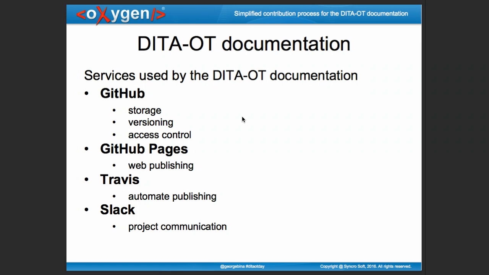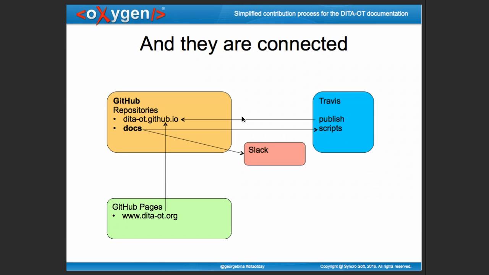GitHub Pages is used as a web publishing service. I hope, Roger, that I got this all correct. Feel free to stop me or correct me if I'm wrong. Travis is used to automate the build of the documentation, so the publishing on the website. And Slack is used for communication, like if you commit something on the documentation, you will see a message on Slack that documentation was changed and so on. So these services are connected like this.